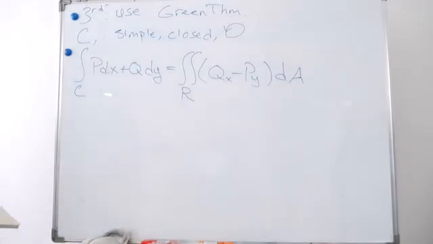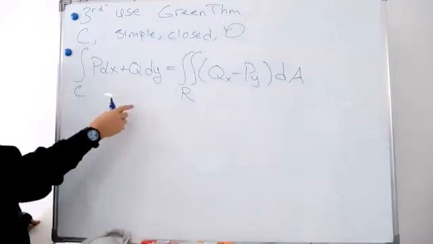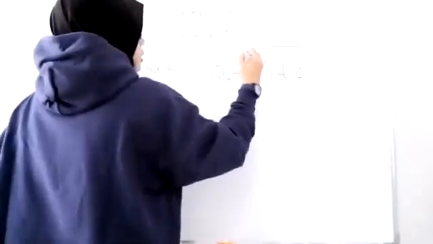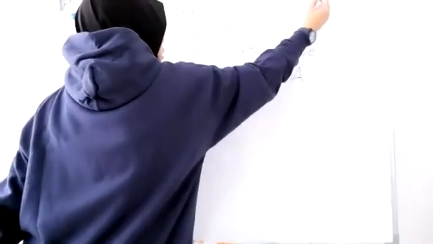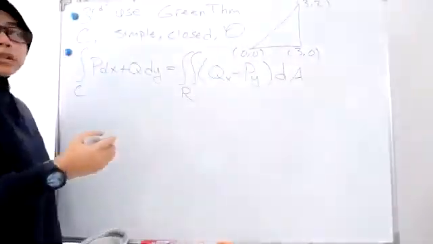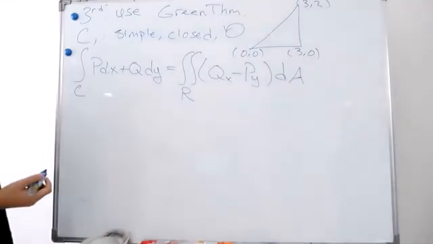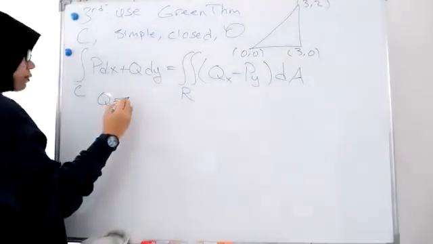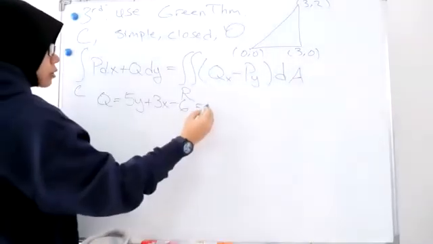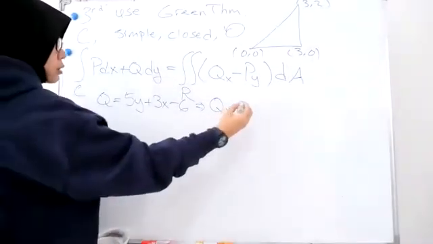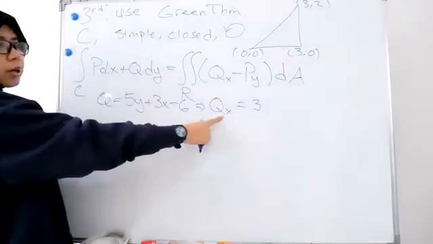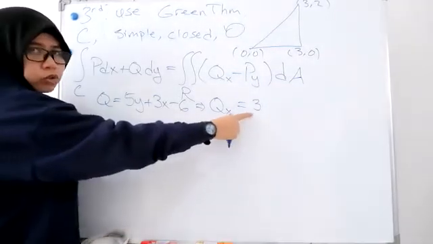Okay. So what's P? The region is this: 0, 0, 3, 0, 3, 2. So this is a triangle. Let's see what's the derivative of q with respect to x. So q originally is 5y plus 3x minus 6. Therefore, q sub x is just 3. The partial derivative of q with respect to x is 3.